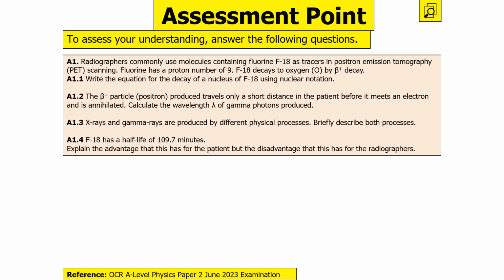Then X-rays and gamma rays are produced by different physical processes. Briefly describe both processes, and then fluorine has a half-life of 109.7 minutes. Explain the advantage that this has for the patient, but the disadvantage it has for the radiographers. So pause the video now, then unpause the video when you want to go through your answer.